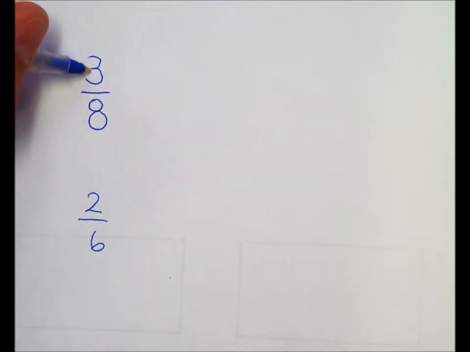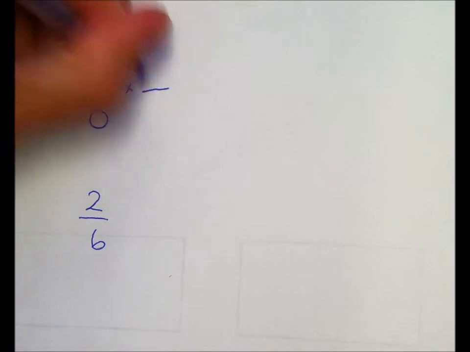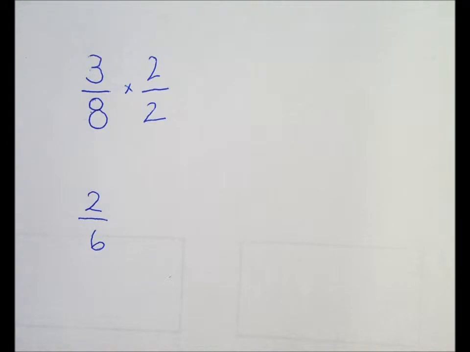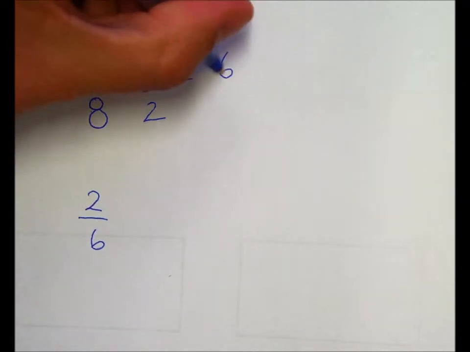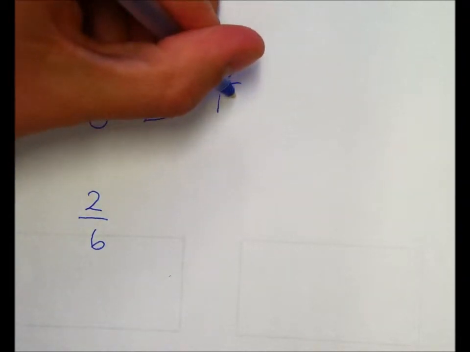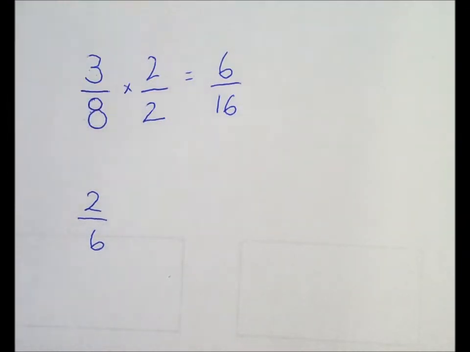So in order to find an equivalent fraction for something, all we need to do is multiply the numerator and the denominator by the same amount. The reason we can do this is because, as we said, for example, 2 over 2 is the same as saying 1. So anytime you multiply something by 1, you get the same number. So when I multiply 3 over 8 by 2 over 2, what I'm going to get is 6 over 16. You multiply your numerators together, you multiply your denominators together.